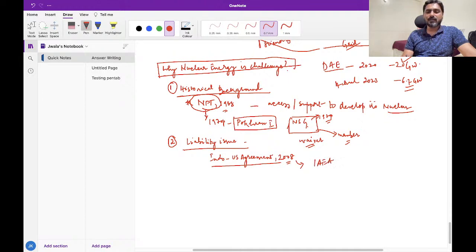You need not understand the IAEA inspection as of now. Maybe sometime later we will discuss it, what the role of the IAEA is. But what happened in the Indo-US agreement is that India said yes, it will avail the waiver, but India made a law with respect to liability.